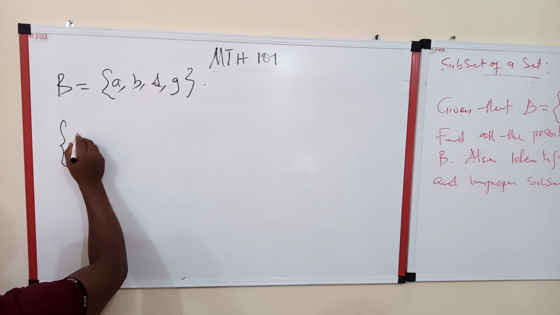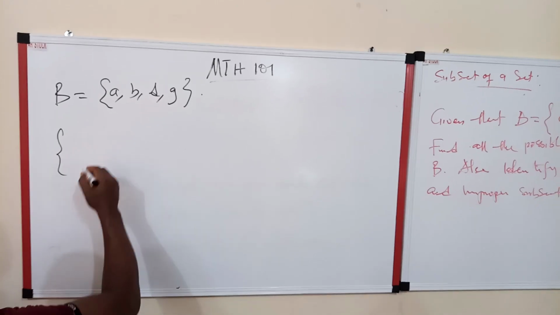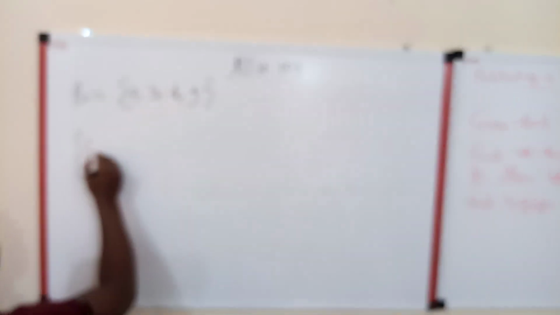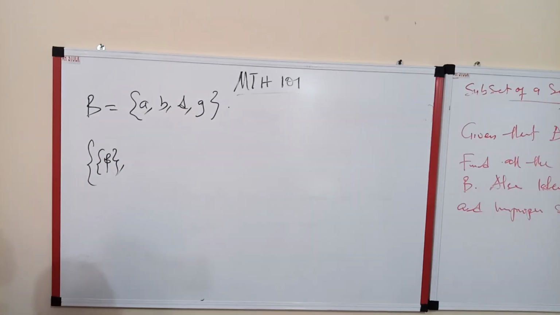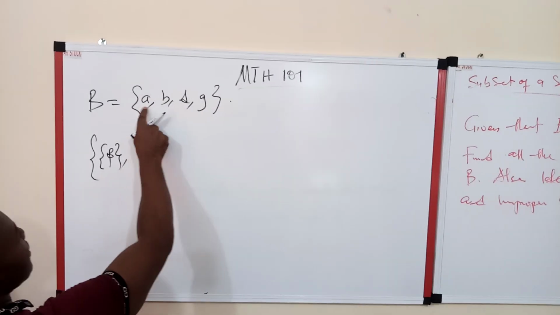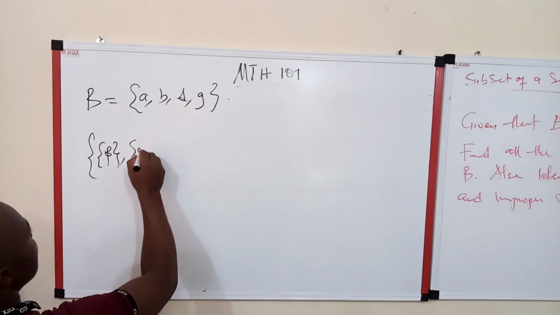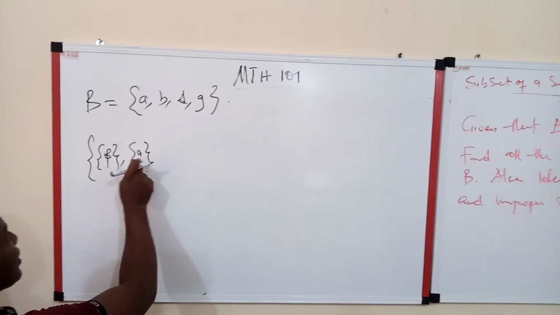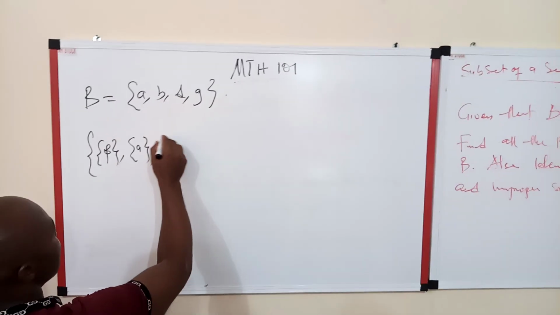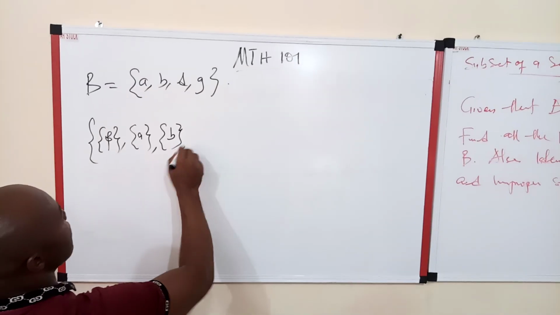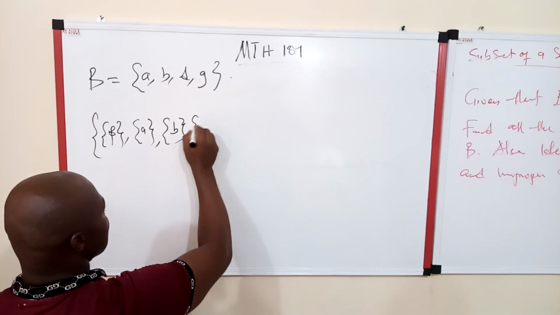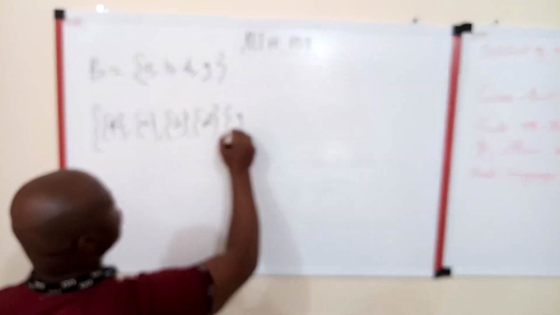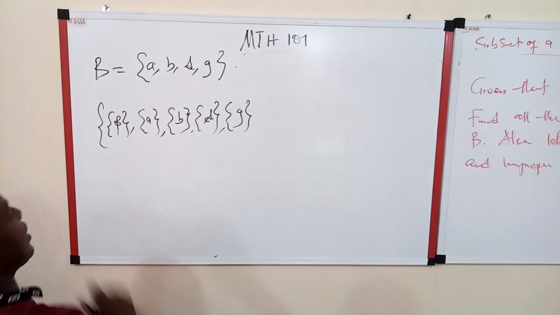Now, the collection of subsets that we are to look at: we said the phi, the empty set, the null set, is a subset of every set. So we say this is a subset of itself. Then the individual collections: A is a subset of this one. If this is a set, you can see that A is contained in it. B is also a subset, D is also a subset, and G is also a subset of this.